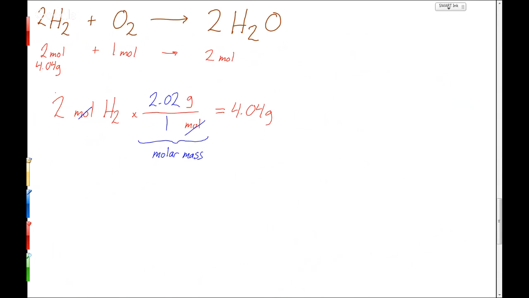Okay, so now let's do the same thing for oxygen. We need 1 mole of O2. We want to cancel moles and instead have grams. And what's the mass of 1 mole of O2? What's the molar mass of O2? 32. 32, right. Yeah, 2 16s.